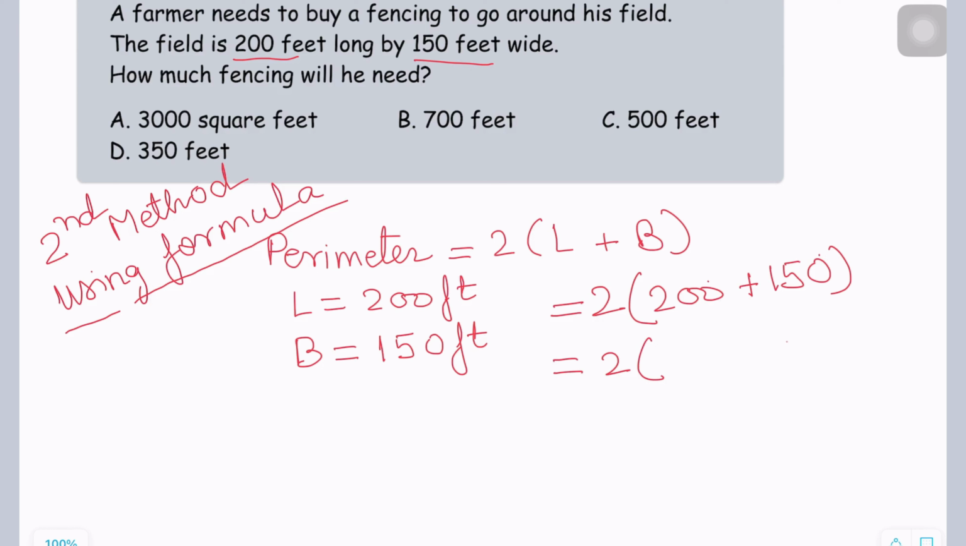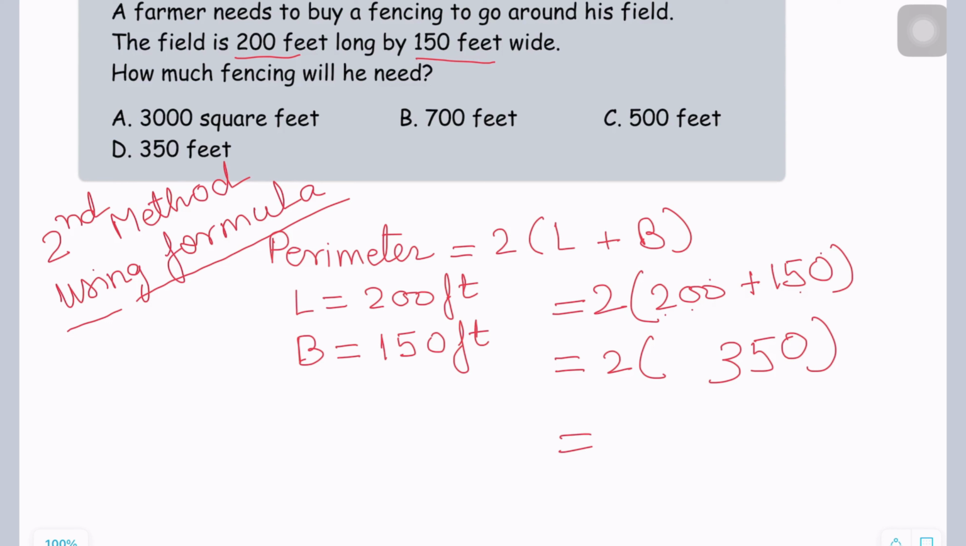0 and 0 is 0. 5 plus 0 is 5. 2 plus 1 is 3. So that is 350. Now we have to multiply 350 by 2. So let's multiply 350 times 2.